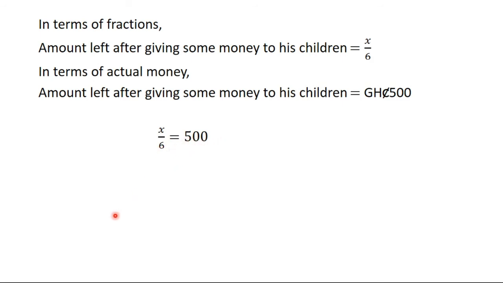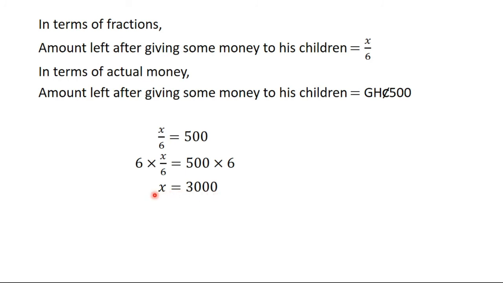If you watch the video on solving linear equations, you will see that to simplify here, we multiply both sides by 6. So we multiply x over 6 by 6, we multiply 500 by 6. So from here, 6 will cancel 6. So you are going to have this place to be x. 500 times 6 will give us 3,000.